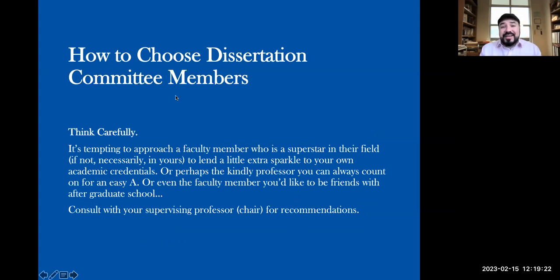How do you choose committee members? Well, you have to think carefully. I know that it's very tempting to go after faculty members who tend to be more published, the superstars, as we say, in our department and in our field, that will help us, especially for those who are interested in academia, right?